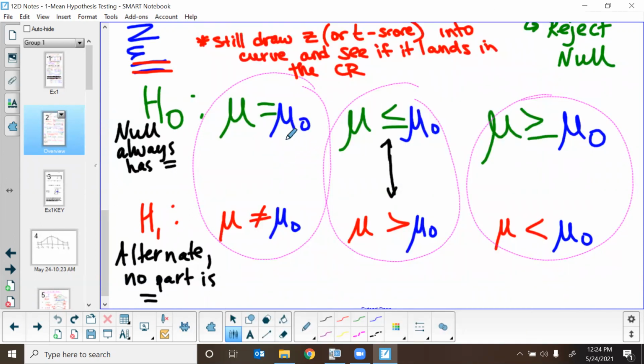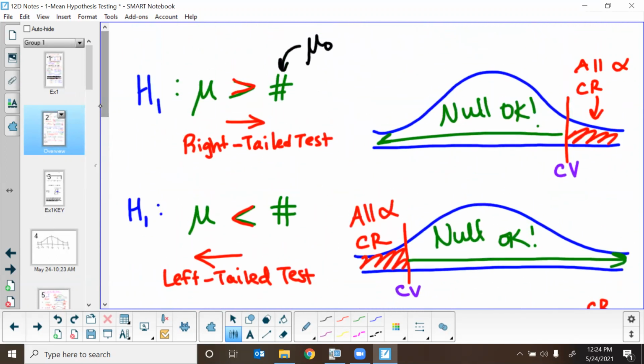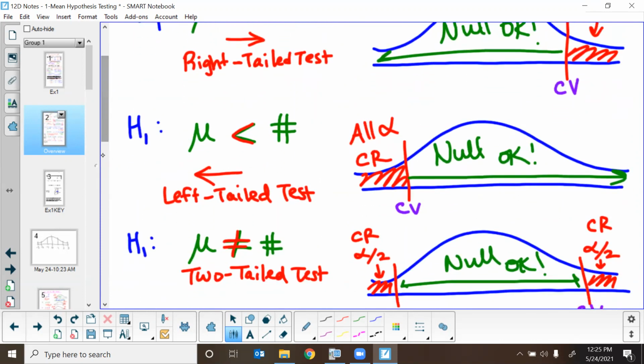So the null could be equals, less than or equal to, or greater than or equal to, and then the alternate could be not equals, greater, or less than, and these go together. So when you make a claim, whichever one it is, the null or the alternate, then you automatically should know what the other one is that goes with it. So then for 12D, like we said, once you have written your hypotheses, you look always at the alternate to see whether you have a right-tailed test, a left-tailed test, or a two-tailed test.